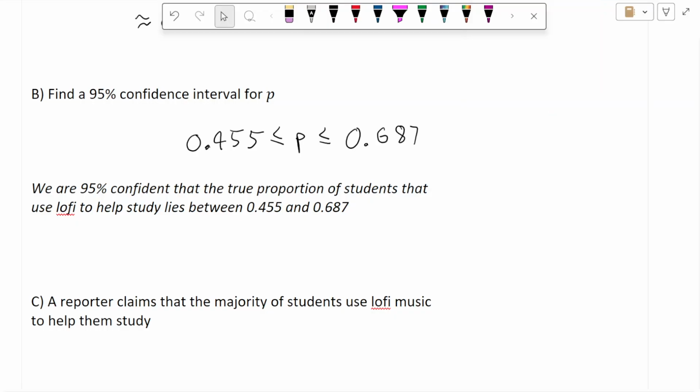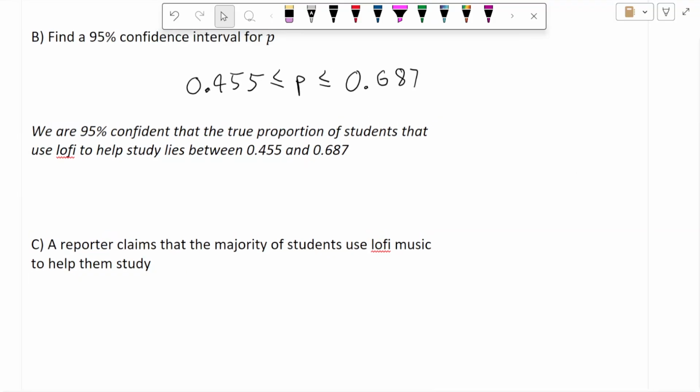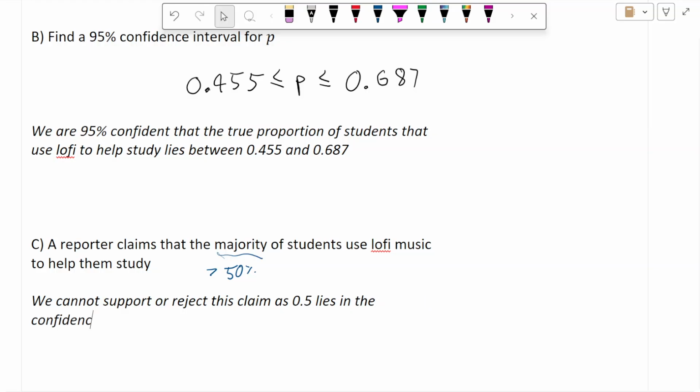Okay, a reporter then claims that the majority of students use lo-fi to help them study. Now, by majority, what that word means is 50% or over. I guess majority would be greater than 50%. We cannot support or reject this claim as 0.5 lies in the confidence interval. We cannot support or reject this claim at the 95% level.